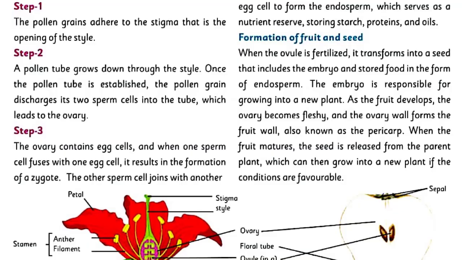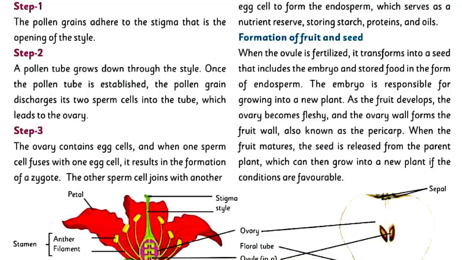Formation of fruit and seed. When the ovule is fertilized, it transforms into a seed that includes the embryo and stored food in the form of endosperm. The embryo is responsible for growing into a new plant.